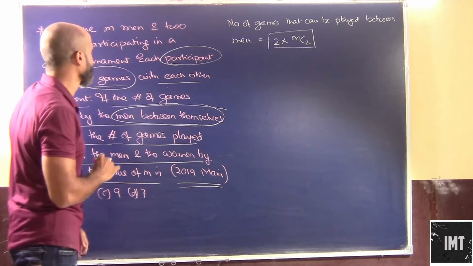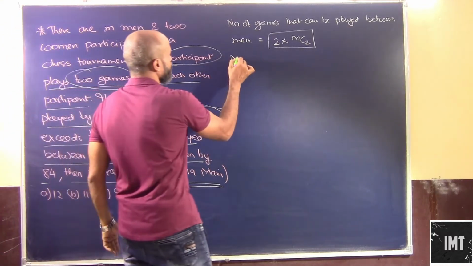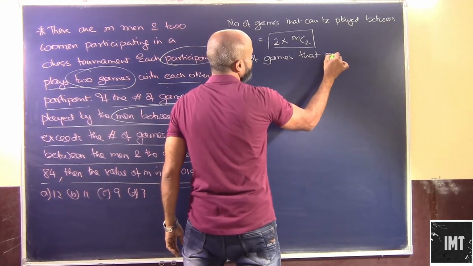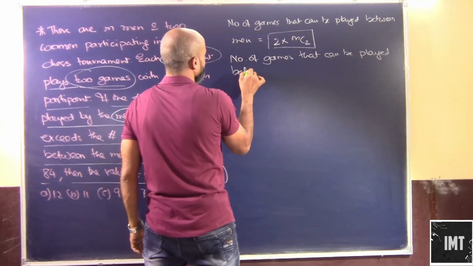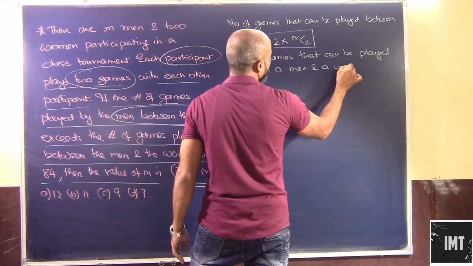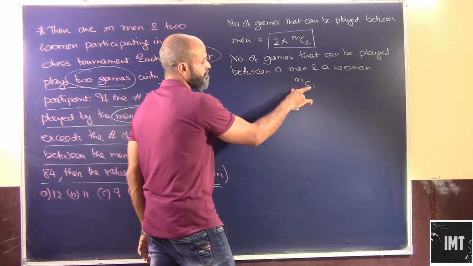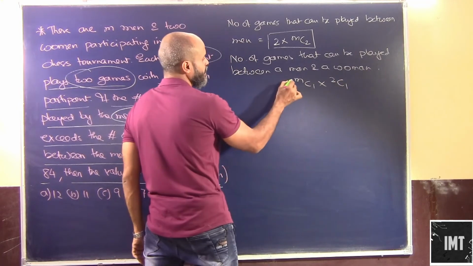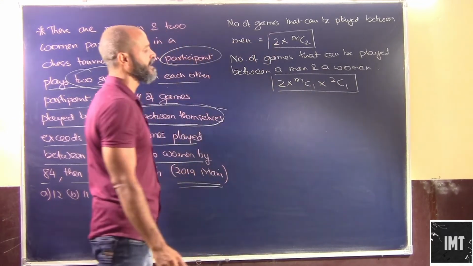Now the number of games that can be played between a man and a woman. We have to first select 1 man from m men, and 1 woman from 2 women, and each participant plays 2 games. So this will be 2 into mC1 into 2C1.